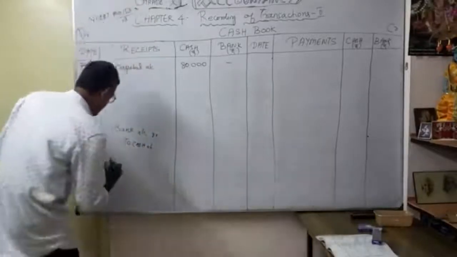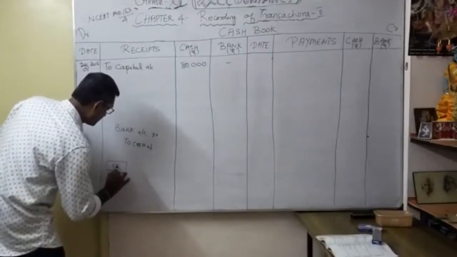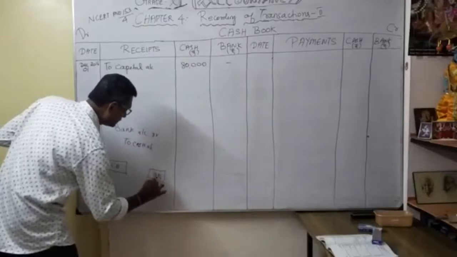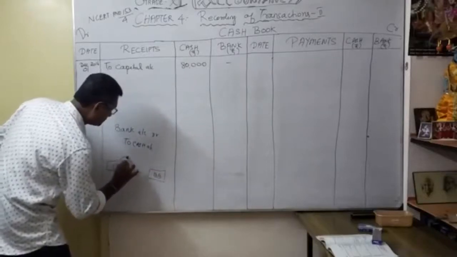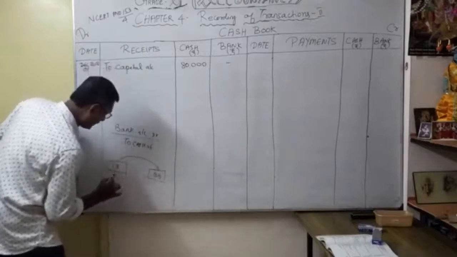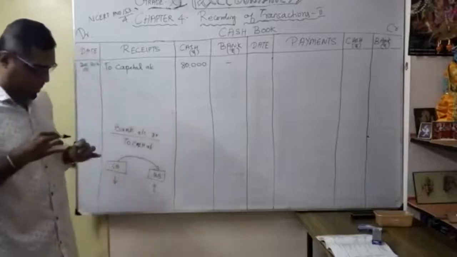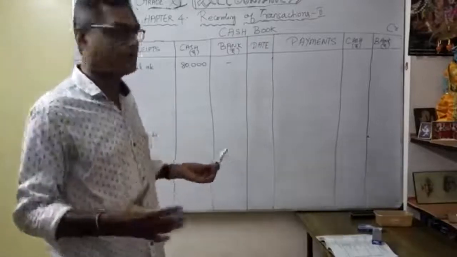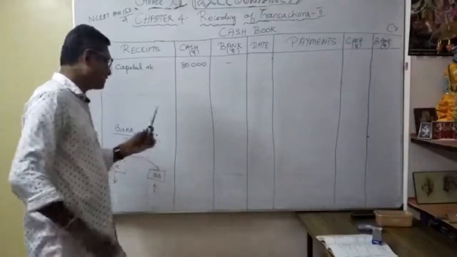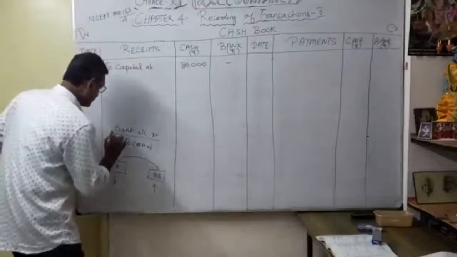So let's see here. This is the cash box. This is the bank box. So what will happen? You deposit into bank. Okay. So the cash is reducing, the bank balance is increasing. Understood? So this is the concept. So what is the entry for that? Bank account debit to cash account. So whenever cash is deposited to bank, this is the debit part.